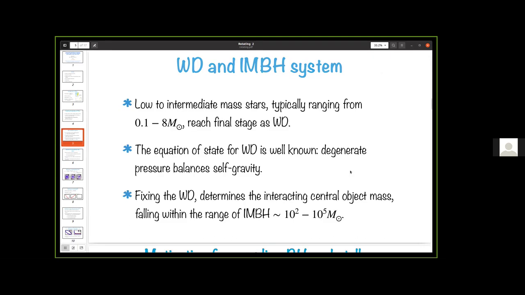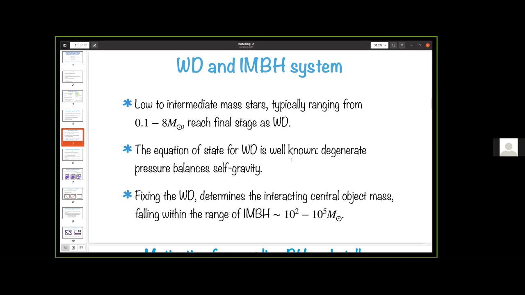Next, I move into the white dwarf IMBH system. White dwarfs, as we know, are the final stage of the stellar evolution of low to intermediate mass systems, with masses ranging from 0.1 to 8 solar mass. And these white dwarfs are extensively studied in the literature because of their well-known equation of state. The degenerate pressure due to the electrons balances the self-gravity.